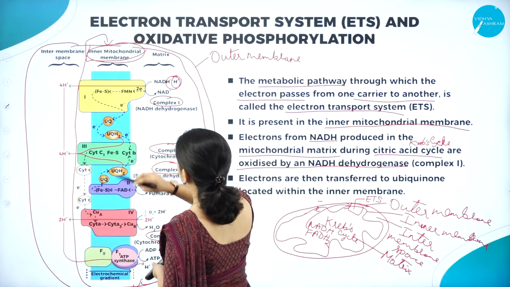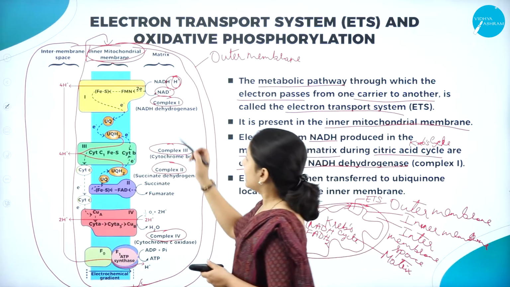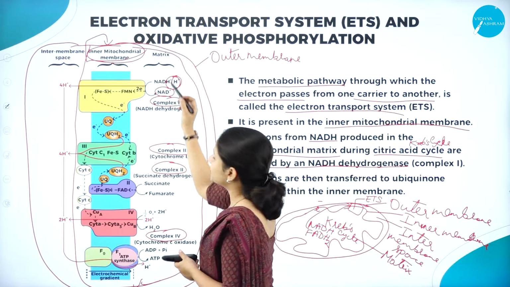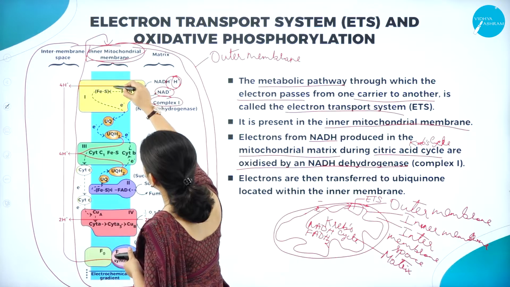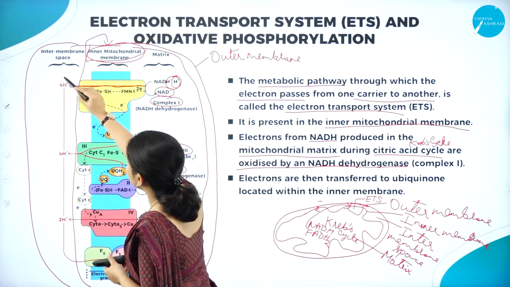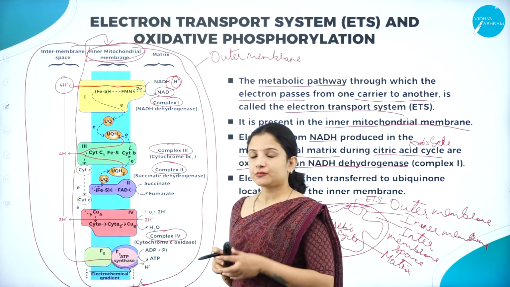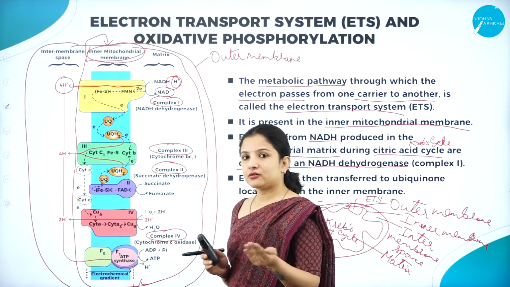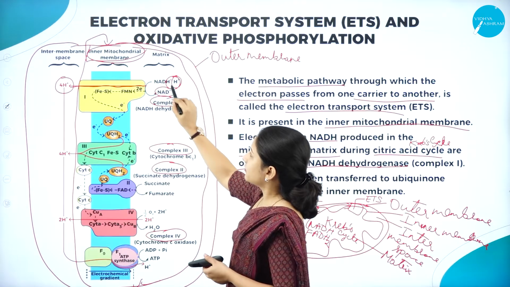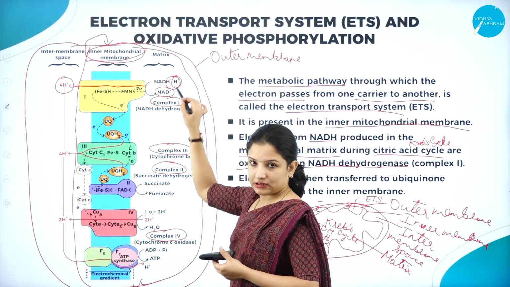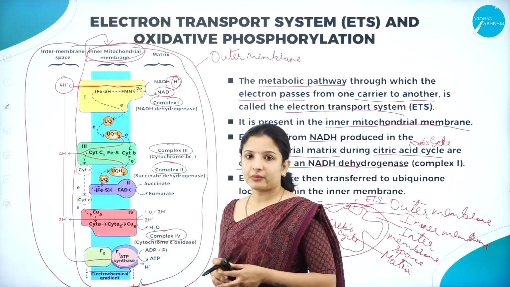So when it loses the hydrogen, it will remain as NAD. It gets converted into NAD, and that hydrogen that is being lost in the matrix will pass through the inner mitochondrial membrane through this complex, and it will enter into the intermembrane space. Now, from where did it travel? The hydrogen traveled from a region of higher concentration, that is in the matrix, to a region of lower concentration, that is the intermembrane space.